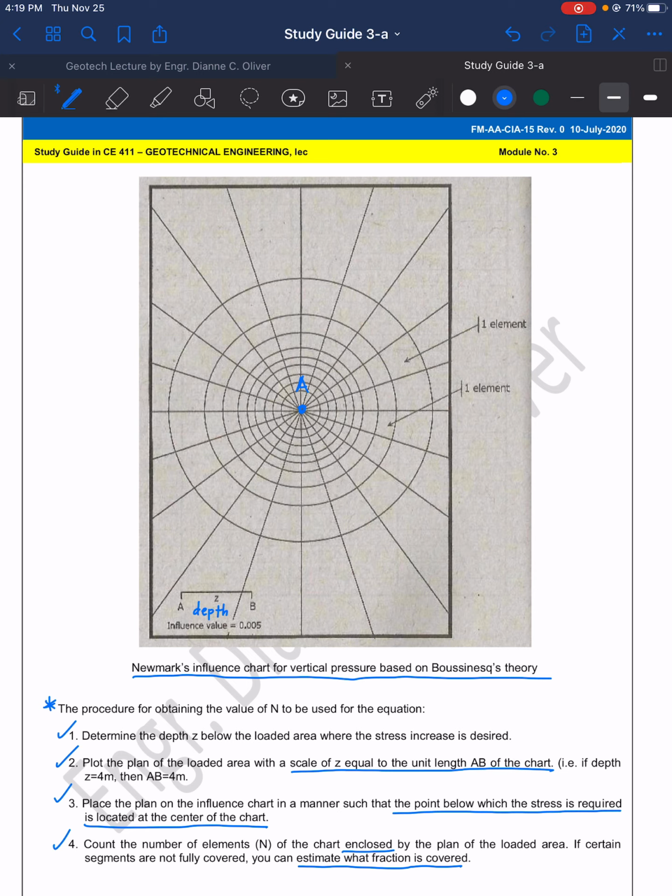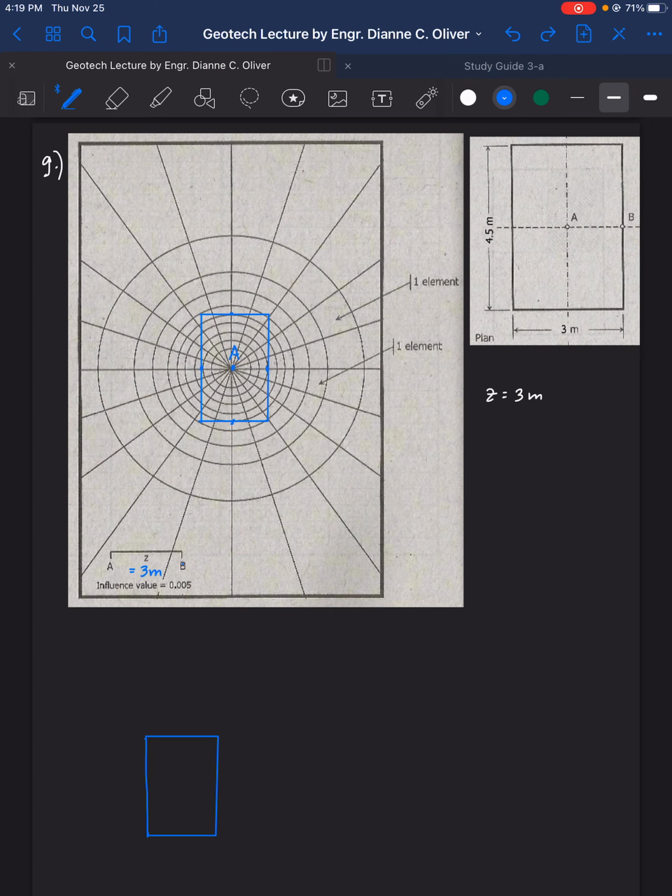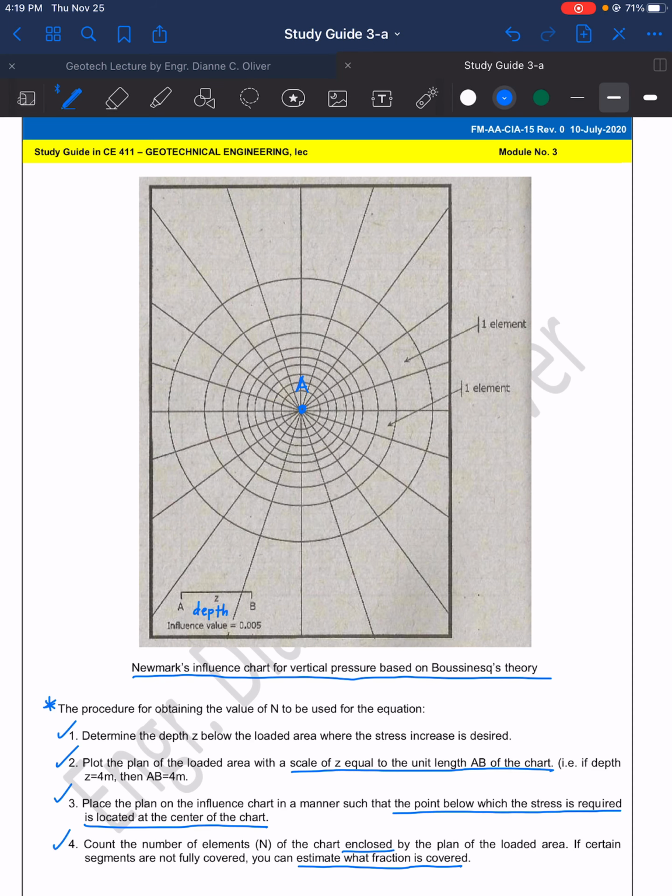And then for number 3, place the plan on the influence chart in a manner such that the point below which the stress is required is located at the center of the chart. So we already do that. We put A at the center of the chart. Then number 4, count the number of elements N of the chart enclosed by the plan of the loaded area. If certain segments are not fully covered, you can estimate what fraction is covered.